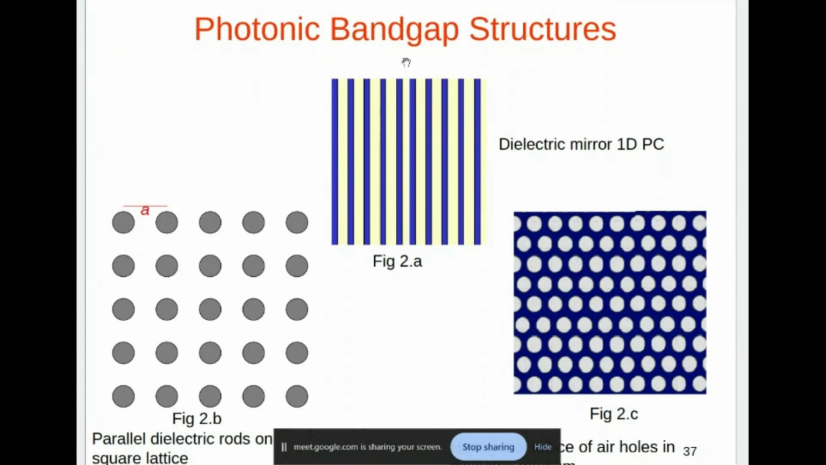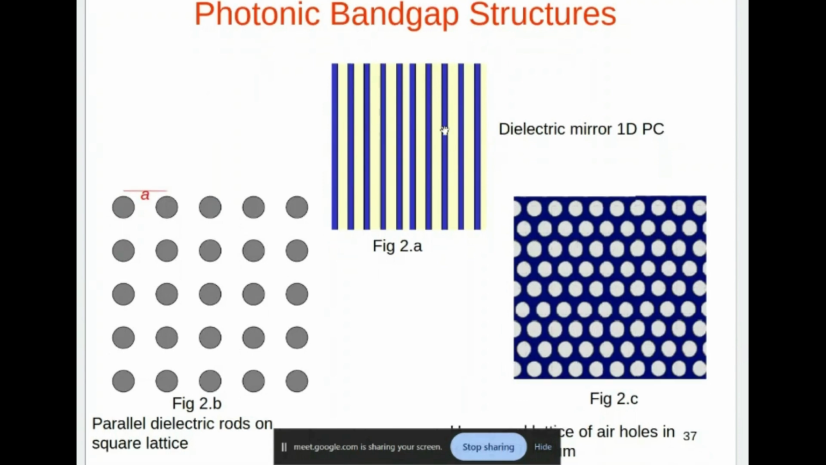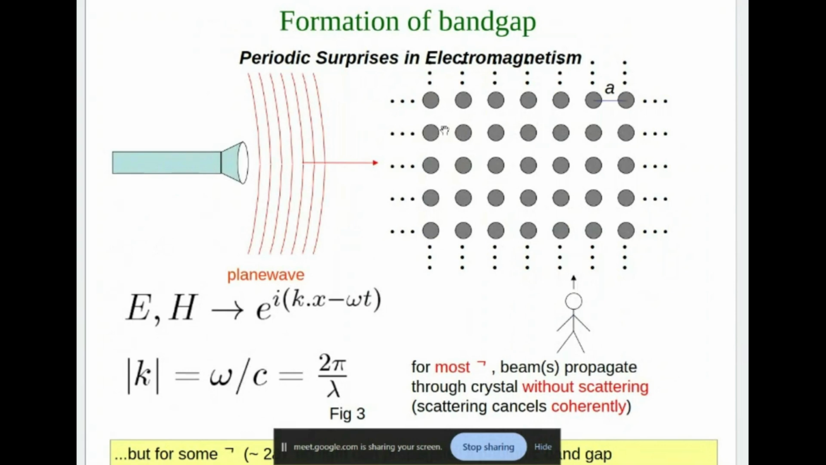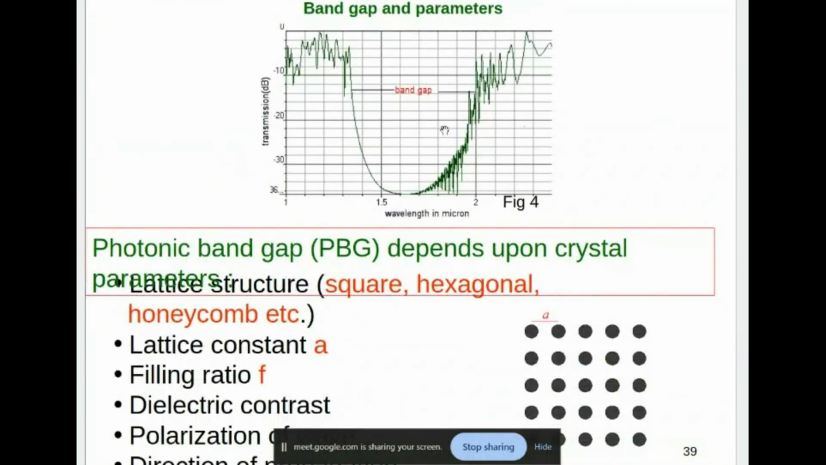So there are complementary types of structures. Like this is a square lattice, what I'm showing you. Similarly, this is a triangular or hexagonal lattice. So a lot of possibilities are there, like in semiconductors. The first one is called a 1D. This is simply a grating. It will act as a mirror and so on. So I'll show you some examples. So this is the spectrum. Nowadays, very good software tools are there.